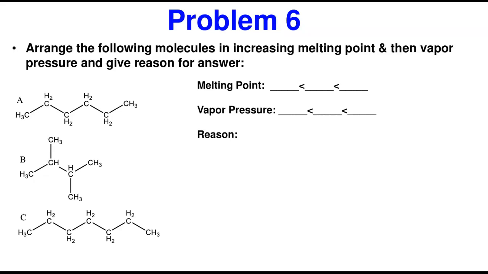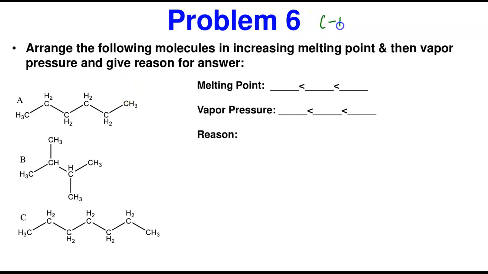Problem C says, arrange the following molecules in increasing order of melting point and vapor pressure and give your reason. I provided the place where you need to arrange them yourself. Now let's begin to look. The first thing we need to inspect is what type of molecule this is. Is it a polar or non-polar molecule? Now a quick look at this. Remember again, I've said it. It's always good to remember.